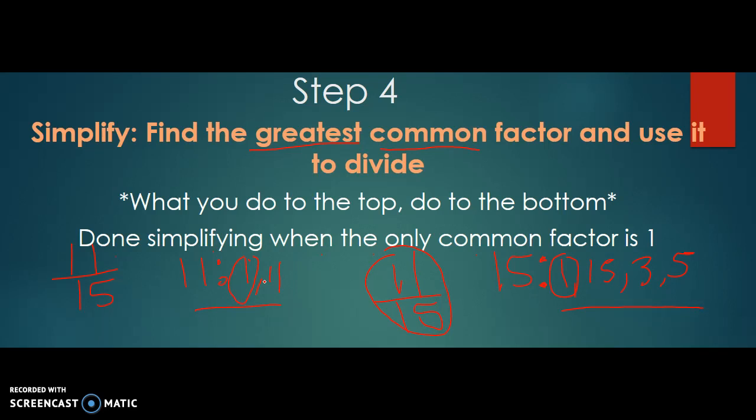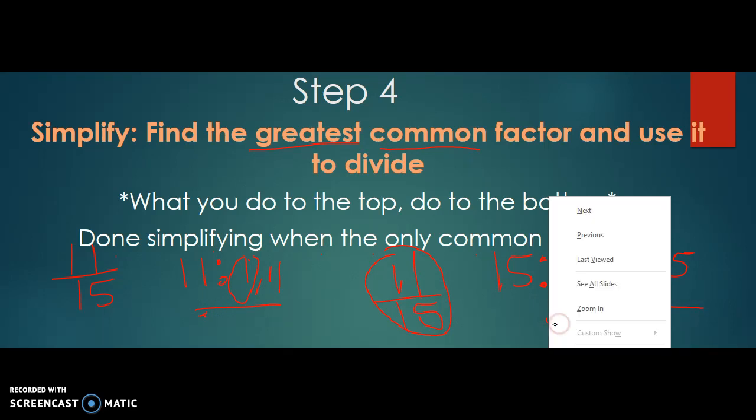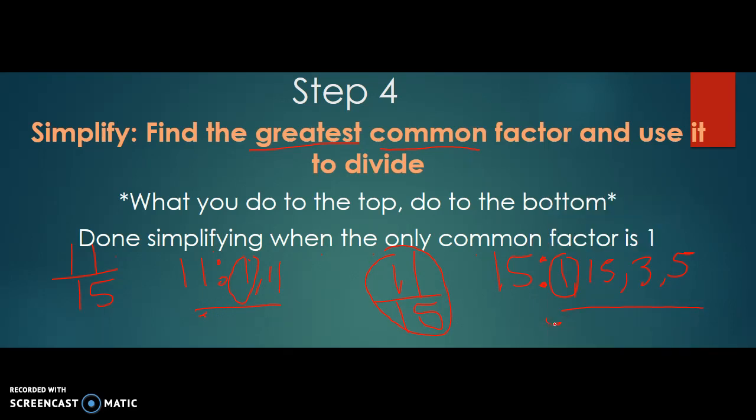So I take my factors for 11 and I list my factors for 15. My factors for 11 are 1 and 11, those are the only things I can multiply together to get 11. For 15, 1 times 15 gives me 15, and 3 times 5 gives me 15. Remember, factors are the numbers you multiply together to get a number. The only thing that was in both lists was the number 1. So I'm done simplifying when the only thing they have in common is 1. So 11 over 15 is my final answer.